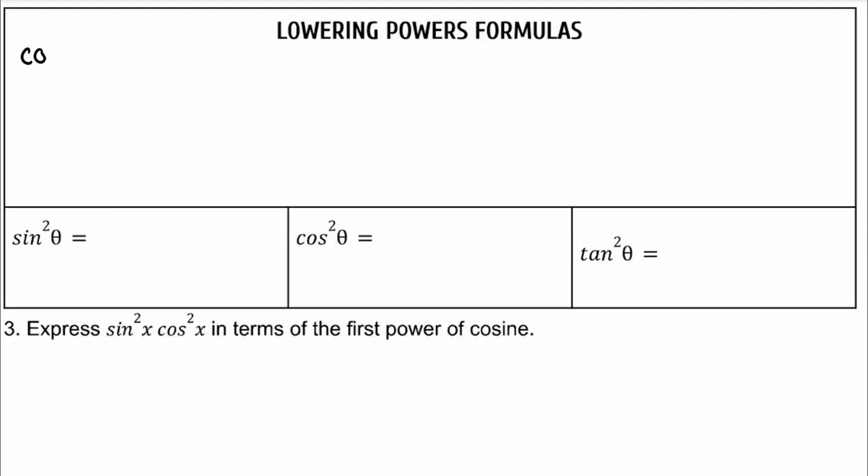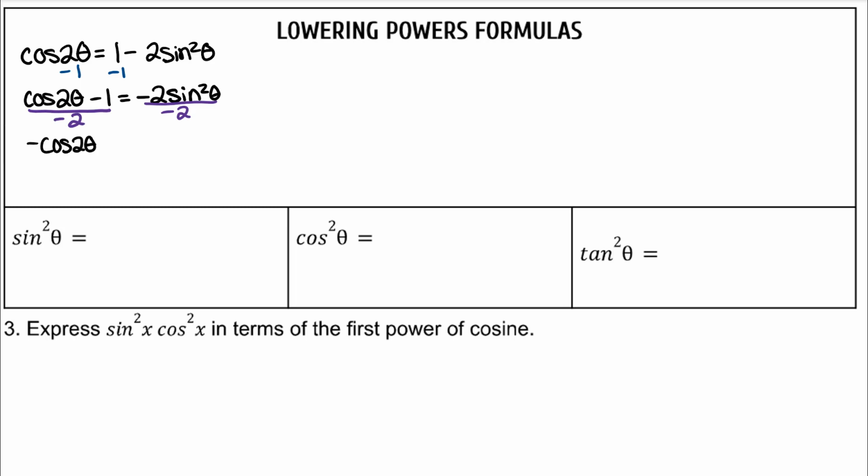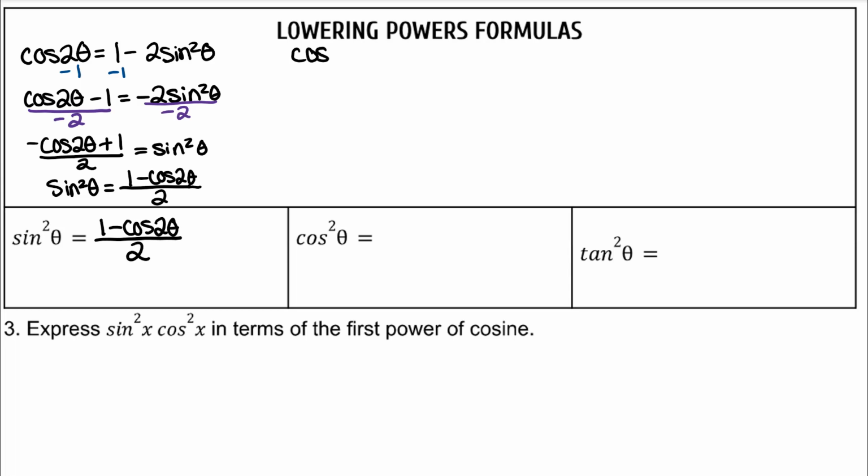Let's rearrange our double angle formula to get our lowering powers formulas. Cosine of 2 theta is equal to 1 minus 2 sine squared theta. Now solve for sine squared theta. Distribute that negative into the numerator, and sine squared theta is equal to 1 minus cosine 2 theta over 2. This allows you to write sine squared as an expression with trig where the highest power is 1. To create a relationship for cosine squared theta, rearrange cosine of 2 theta equals 2 cosine squared theta minus 1.